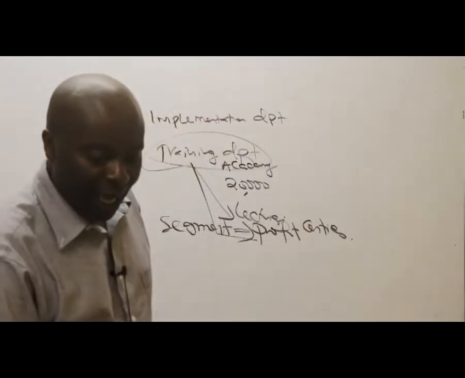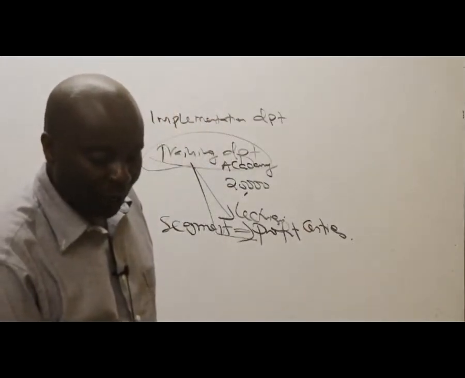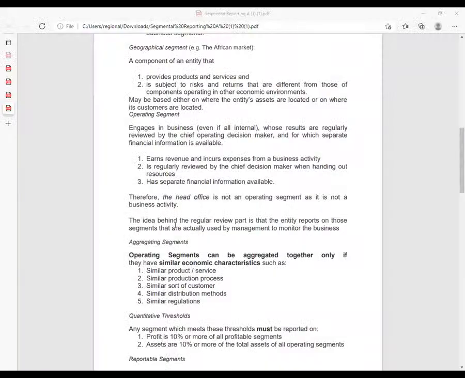If you allow me, I will be able to continue. So we are told here, at the end of the day, ladies and gentlemen, that we must aggregate some of these segments. We must put together some of these segments, right? Operating segments can be aggregated together only if they have similar economic characteristics, such as similar services or similar products, similar production processes, some similar sort of customer who comes and picks goods from department A, department B, right? So we are sharing customers.